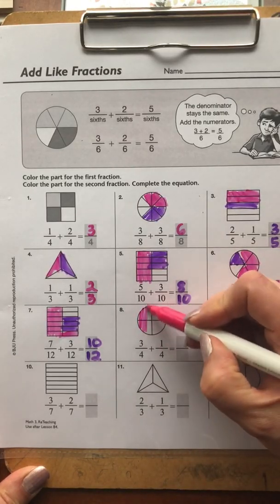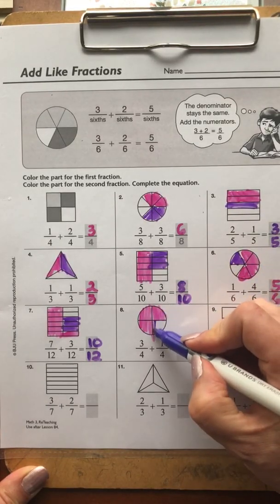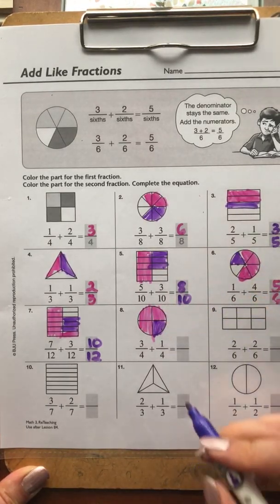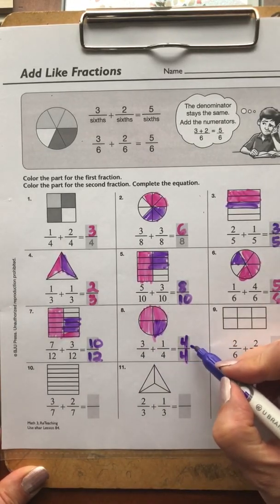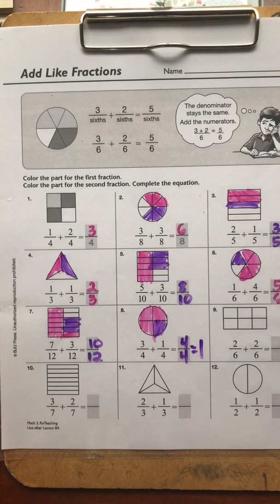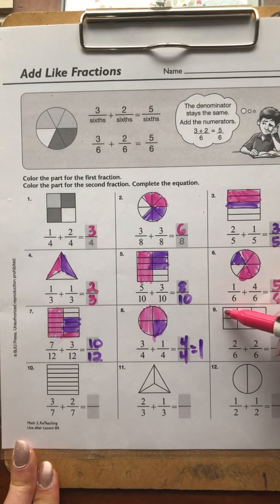So we're coloring 3/4 one color, and we're going to add 1/4. 3 plus 1 is 4. Here we go. We have 4/4, which is equal to what? 1 whole. Good job. Next one, number 9, we're at 2/6 plus 2/6.